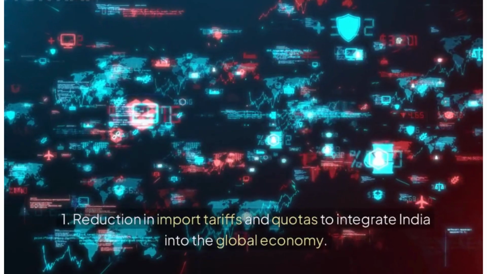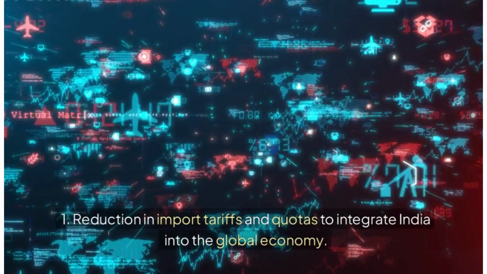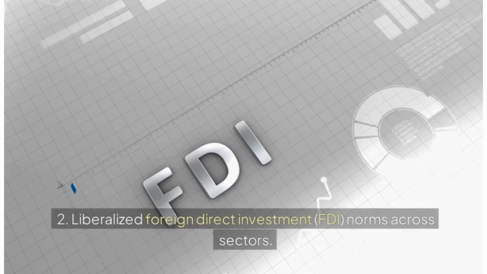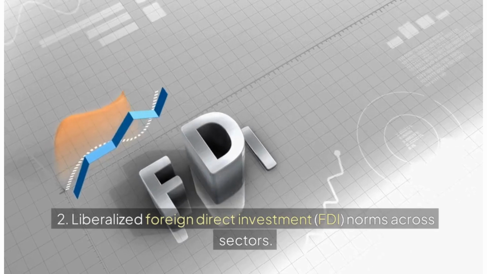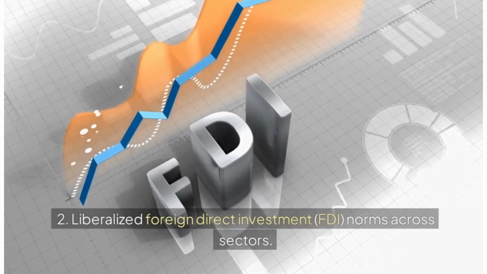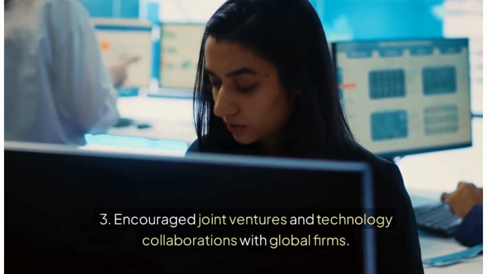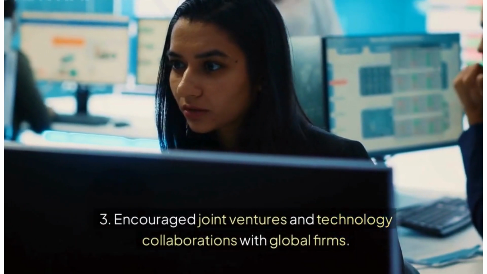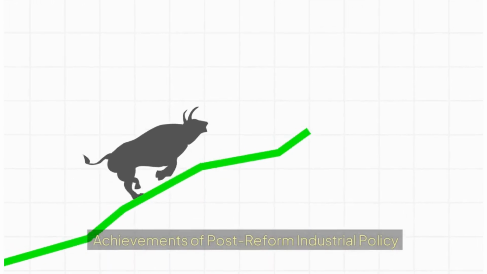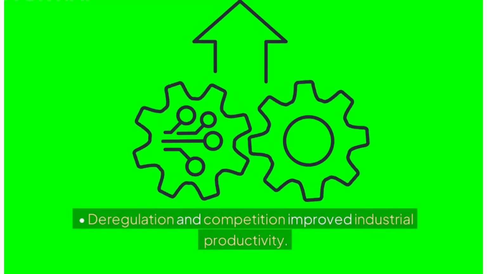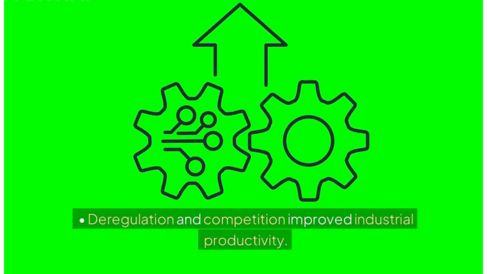Globalization. 1. Reduction in import tariffs and quotas to integrate India into the global economy. 2. Liberalized foreign direct investment, FDI, norms across sectors. 3. Encouraged joint ventures and technology collaborations with global firms. Achievements of post-reform industrial policy. 1. Increased efficiency. Deregulation and competition improved industrial productivity.